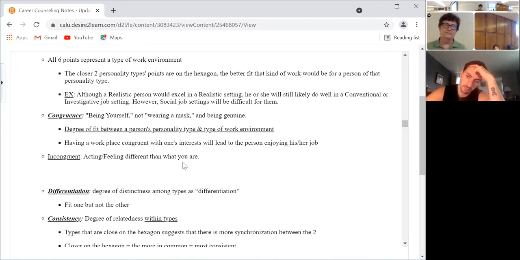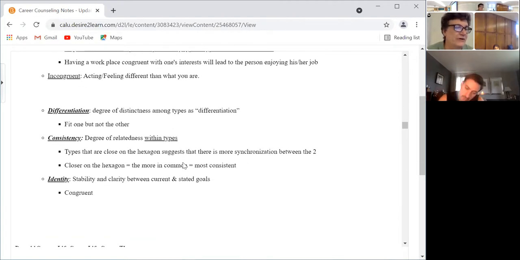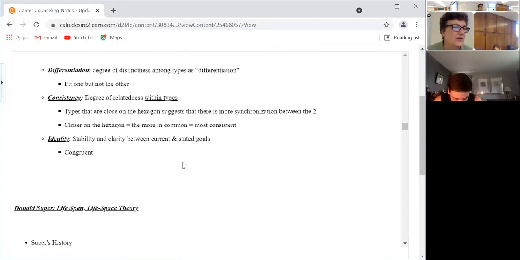If a person says, oh, I'm going to be a lawyer because I think they might make a lot of money or whatever the stereotype might be, but it's not a good fit for their personality, they're probably not going to be happy. Incongruent, acting or feeling different than what you are. And I just put these vocab words here because they're primary vocabulary words for this theory.